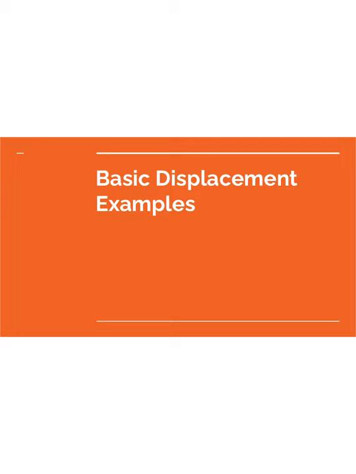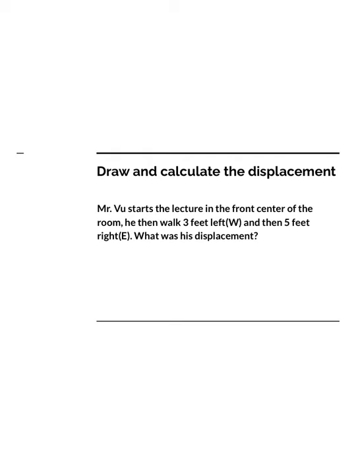Hello physical science student, today I'll be doing some basic examples of displacement for you that require no Pythagorean theorem at all. So with that, let's get going. Pretend I have an example where Mr. Wu goes 3 feet to the left, 5 feet to the right. What is his total displacement?